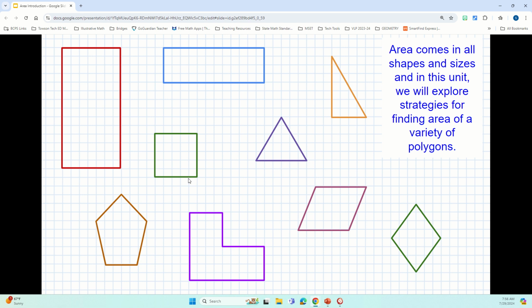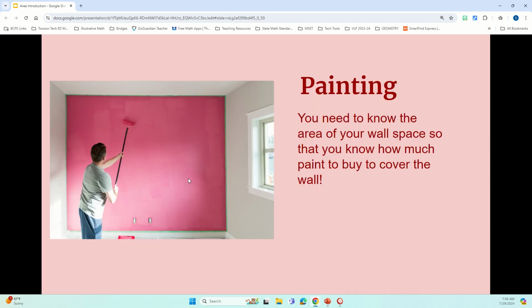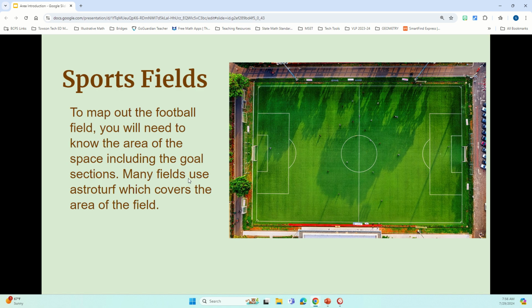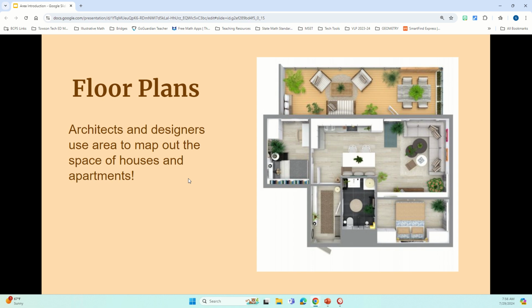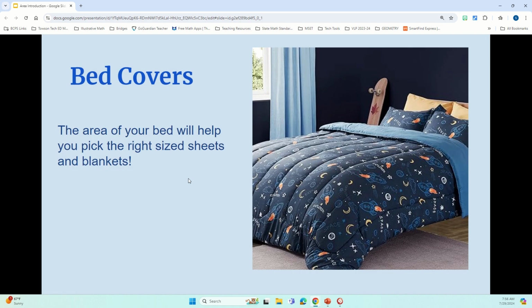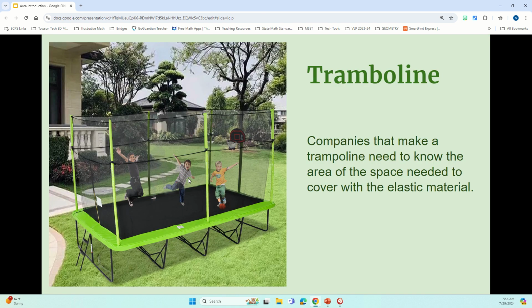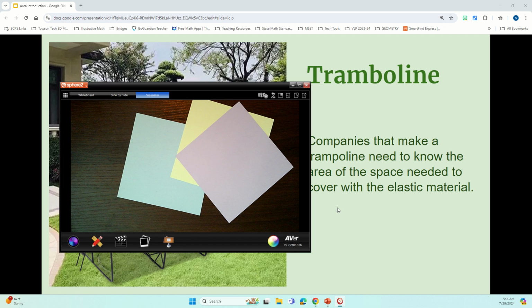Now this is just plain old shapes, but again, if you look back through these PowerPoint slideshows, you can see that area is found in a lot of places in the real world. Calculating area can sometimes be easy, but sometimes it can be a little challenging. So I'm going to show you a really cool thing about area here.